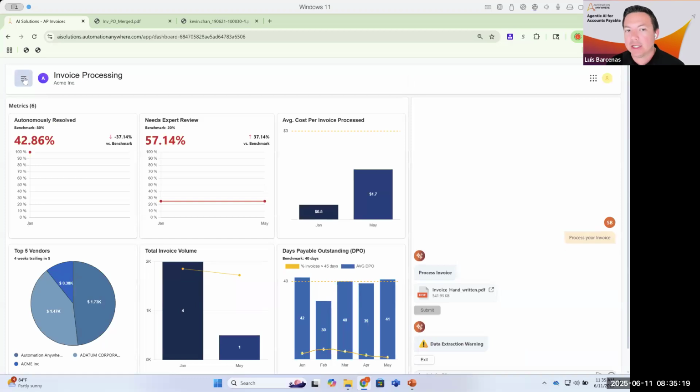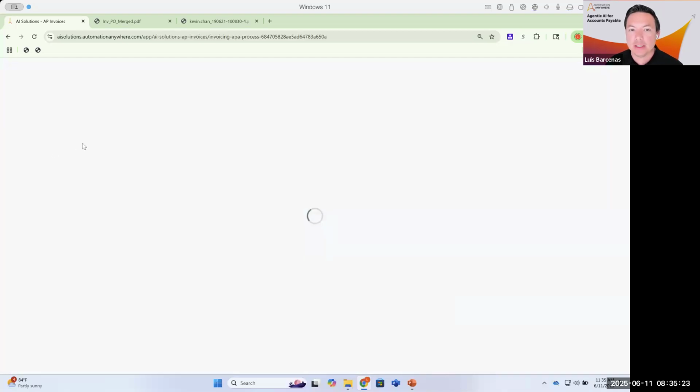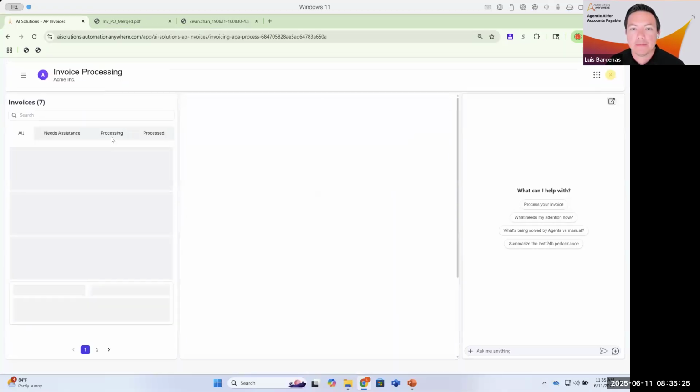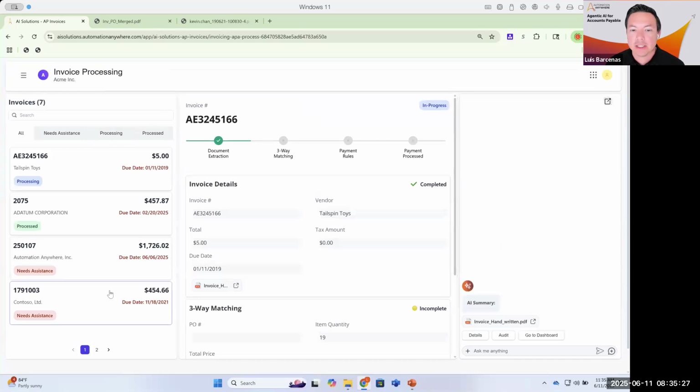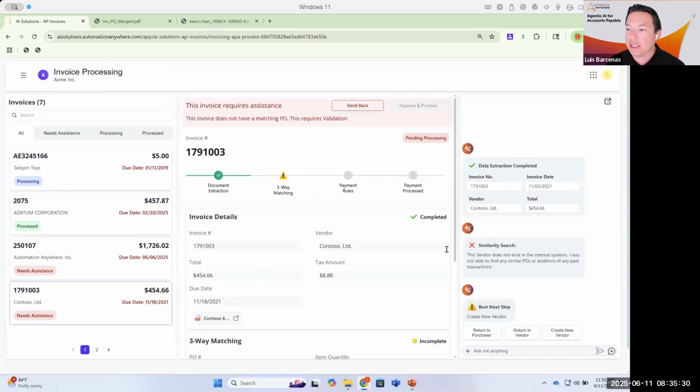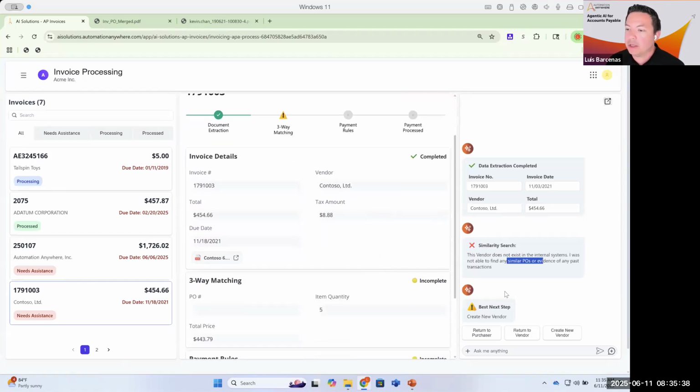So in this case, we see that there's an exception with a particular transaction, and we're going to see what that exception is about, okay? In this scenario, the exception shows us that it couldn't find a PO for this particular transaction, and therefore it needs some type of human validation. So the recommended step that the solution is giving us is, again, to either return to the vendor or return to the purchaser, right?